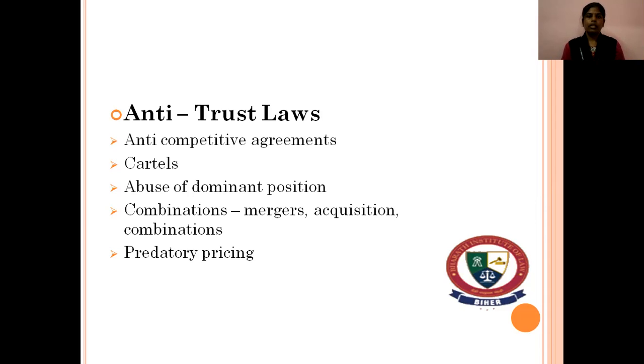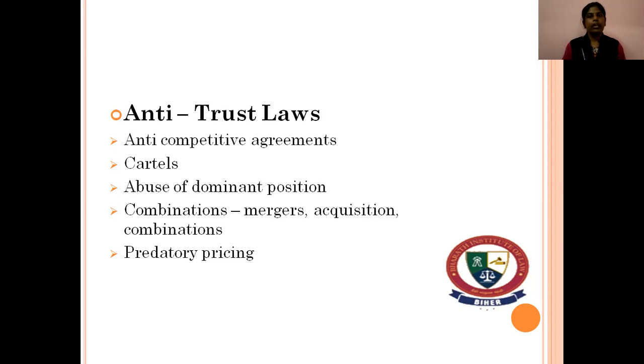Next is combination, that is merging, acquisition and combination. That is, if any two persons, with ill intention to eliminate or restrain any other person from entering the market, are doing certain merging, like merging their companies, that is covered by antitrust laws.